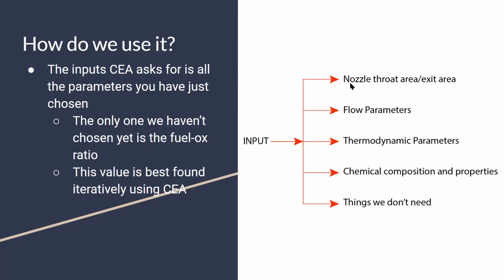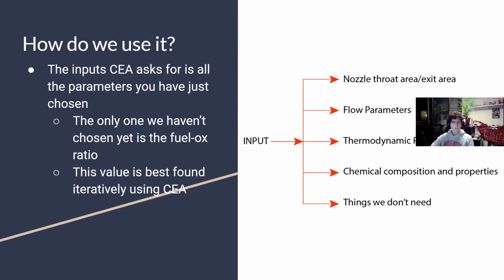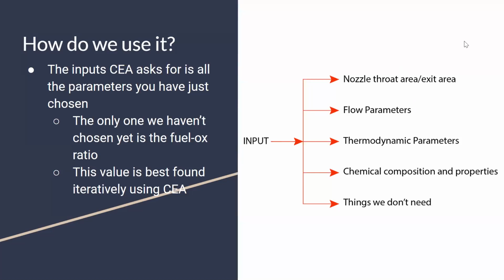Like it'll actually give us the ratio of the nozzle throat area to the nozzle exit area. It gives us tons of flow parameters like exit velocity and throat velocity. It gives us thermodynamic parameters. It gives us the chemical composition of the combustion gases. And it gives us a whole bunch of other stuff that we don't actually need. But all of the things above are what are going to be useful to us.